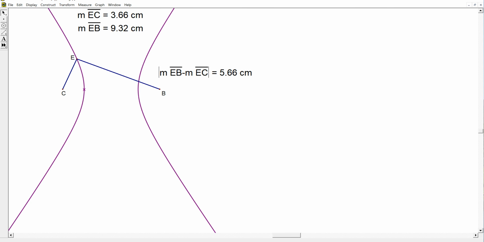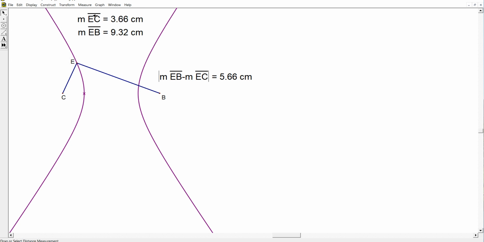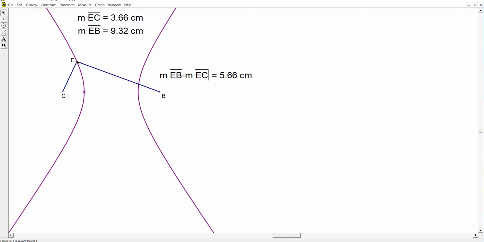Okay, so here's a hyperbola. The hyperbola is the only conic section that's in two separate pieces. I'll tell you what the pieces are called in a little bit. Point E is a point on the hyperbola. What I'm going to do is measure the distance from E to C and E to B as I drag point E around. So you're going to see these two numbers change, but the difference between the two of them will always come out to 5.66.